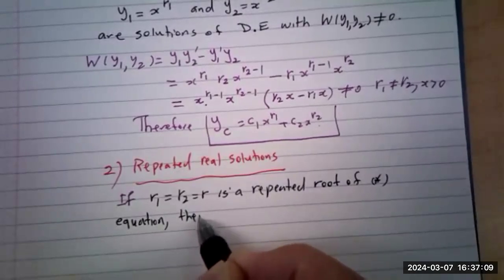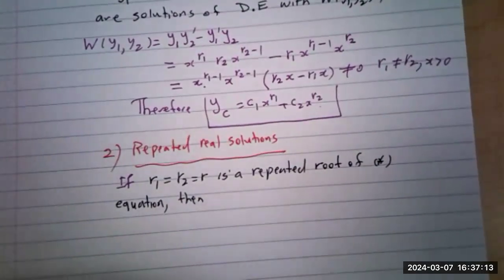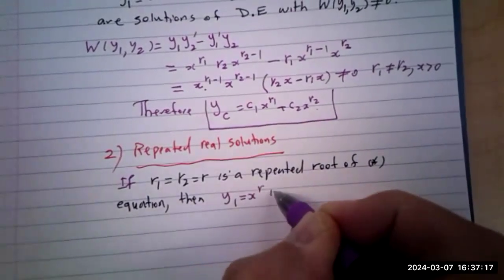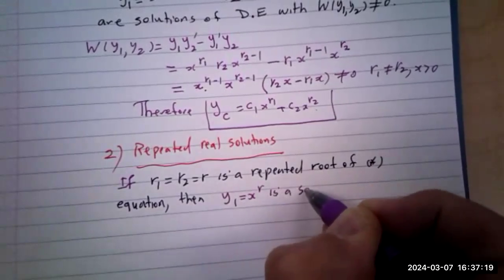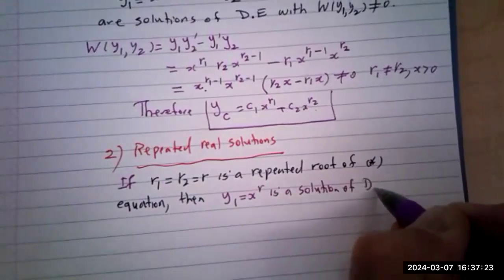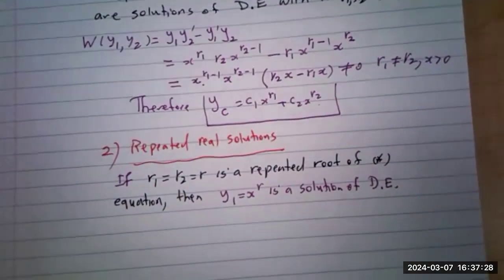Then you know that automatically you have one solution. You can call it y1 equal to x to the r, which is a solution of the differential equation. Now remember, you can use the reduction of order.